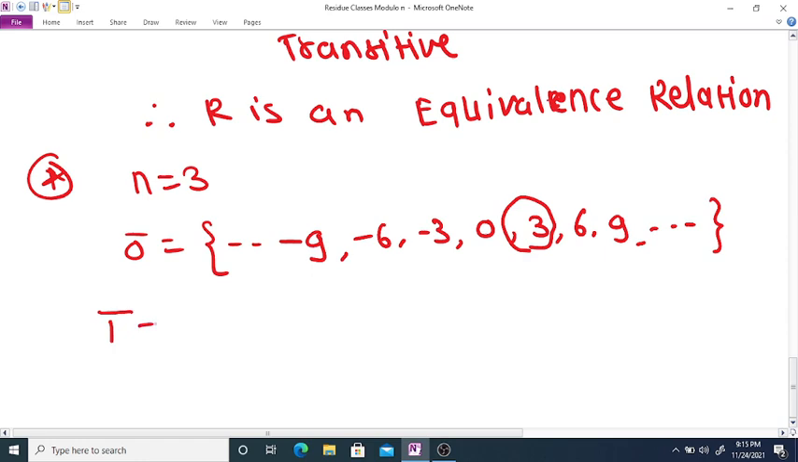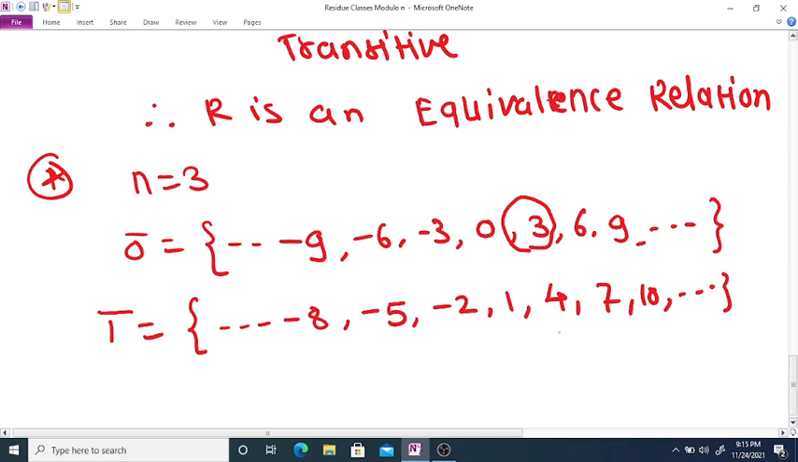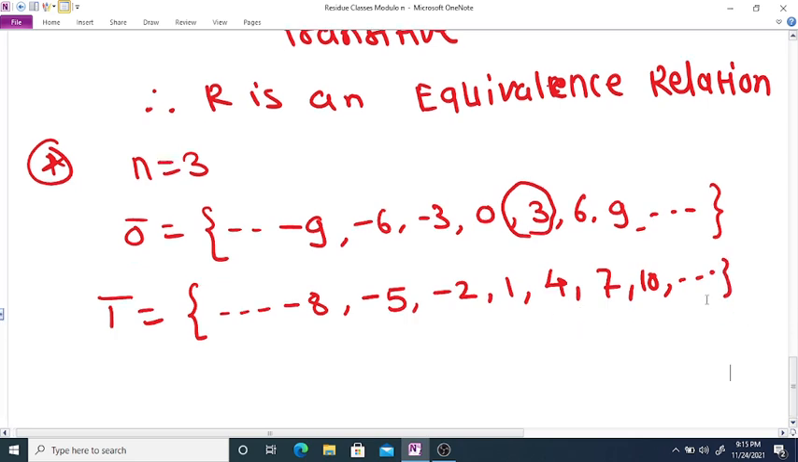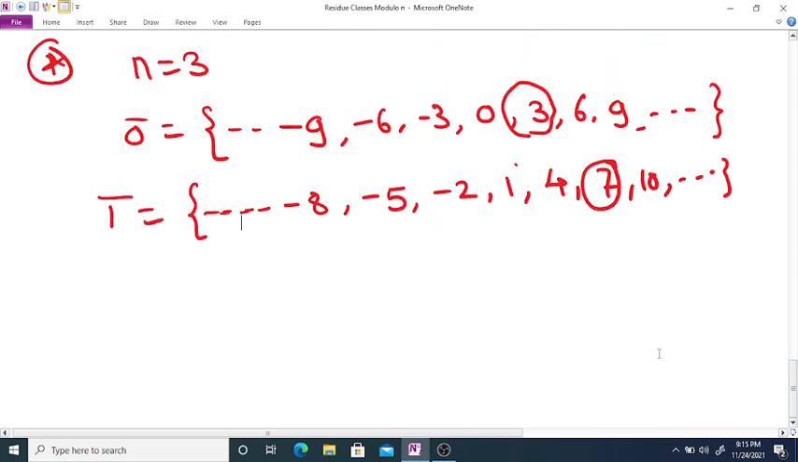Now next, 1 bar is equal to minus 8, then minus 5, minus 2, then 1, 4, 7, 10, and so on. Because if we take any number, 7 minus 1, which is 6, and 6 is a multiple of 3. So all these integers are related to 1, and therefore the equivalence class of 1 bar is minus 8, minus 5, minus 2, 1, 4, 7, and 10. It contains infinitely many elements.